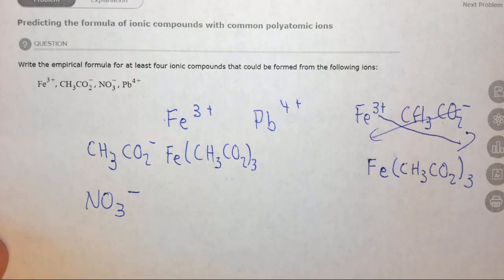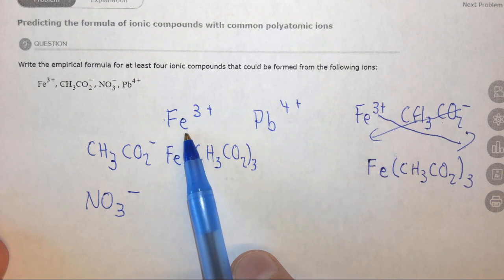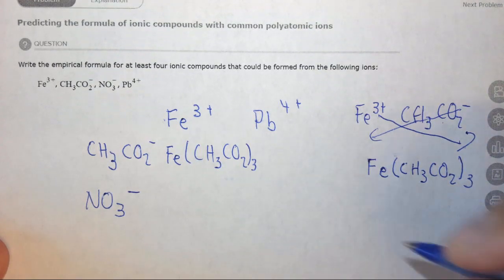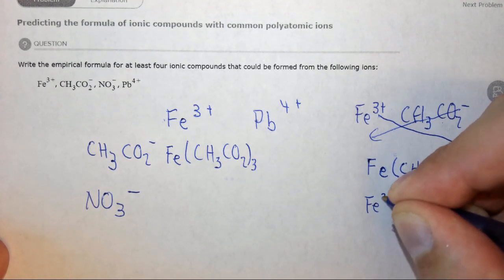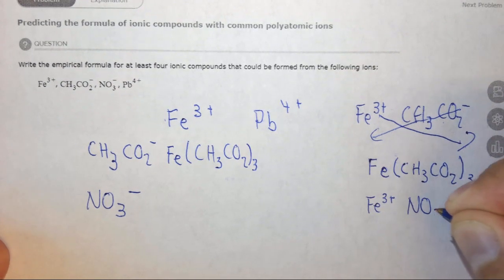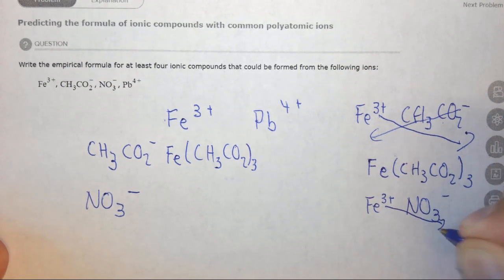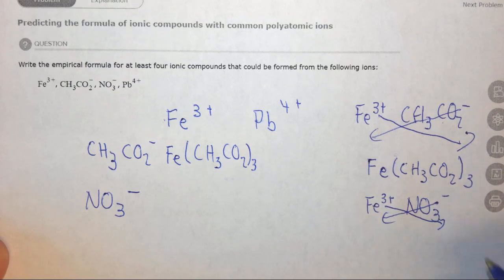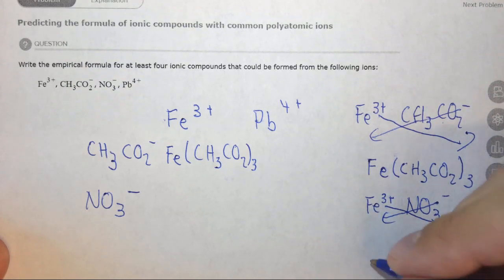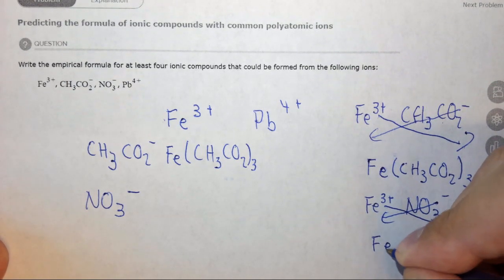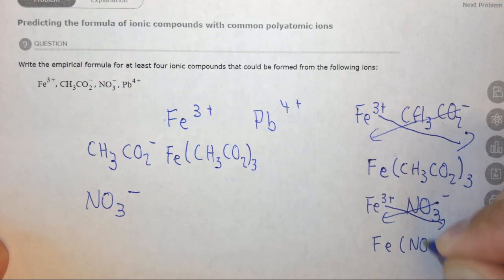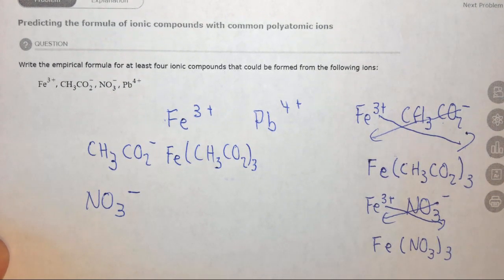For the first compound. Now I want to do the same thing with Fe3 plus and nitrate. So Fe3 plus and NO3 minus, cross them. And again, we're going to need 3 nitrates because it has the same charge as acetate. And what you're going to end up with is Fe(NO3)3.